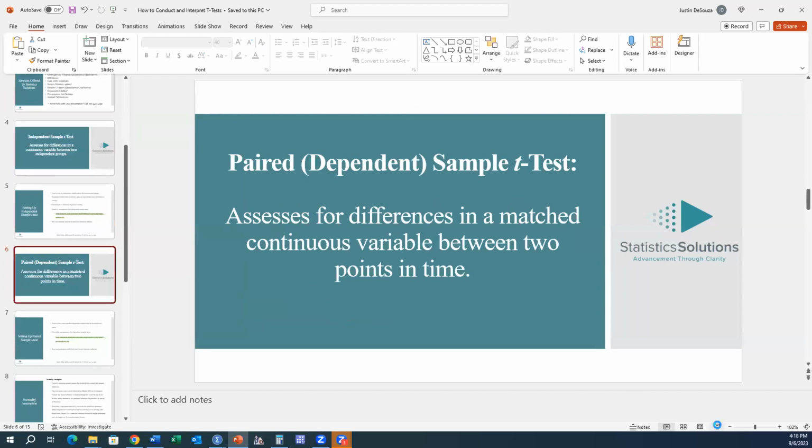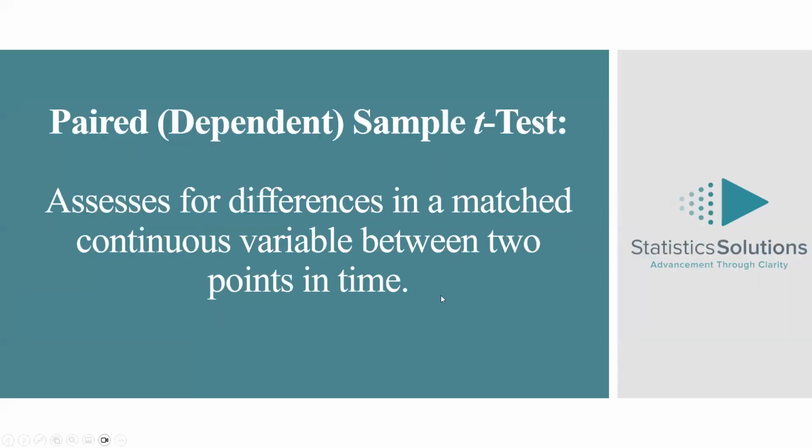The next test is a paired t-test. So this is looking at differences in a matched variable. Usually this is a pre-test and a post-test type of comparison. So you need to have the same participants who did the pre come back for the post. It can't be two different samples. It has to be one sample.